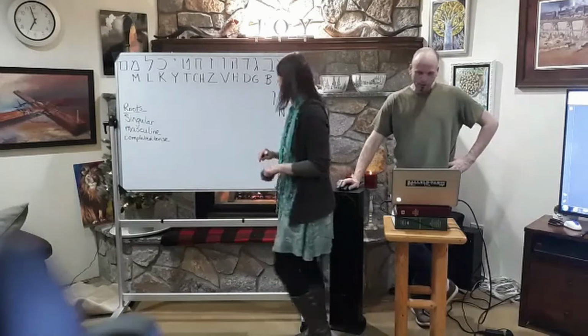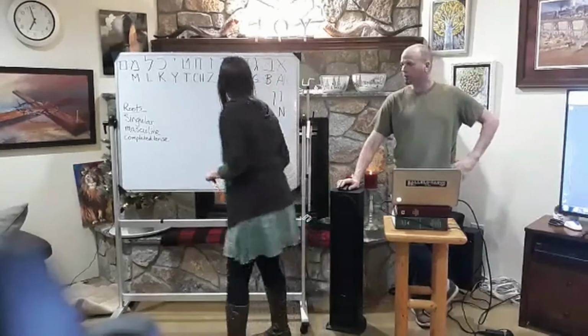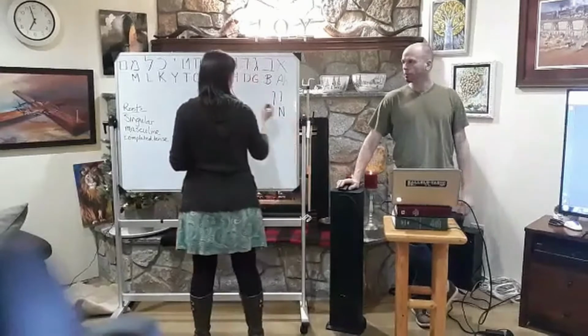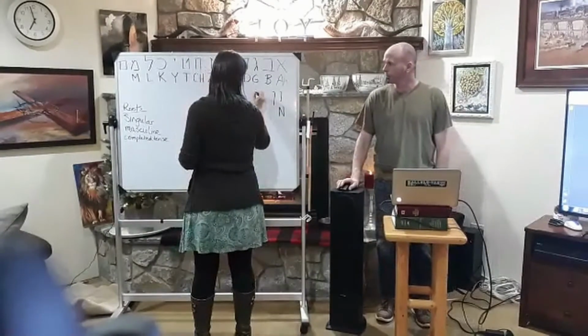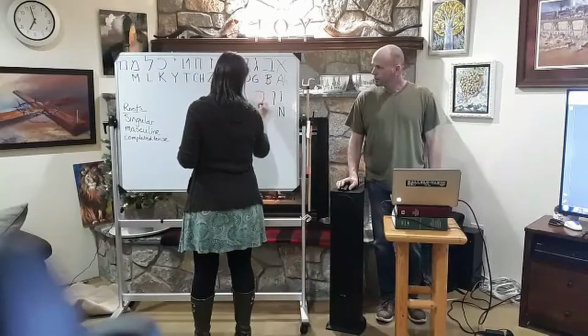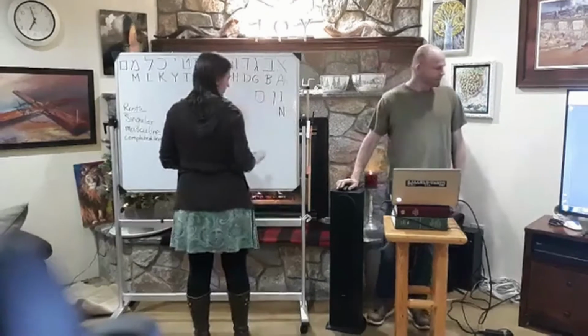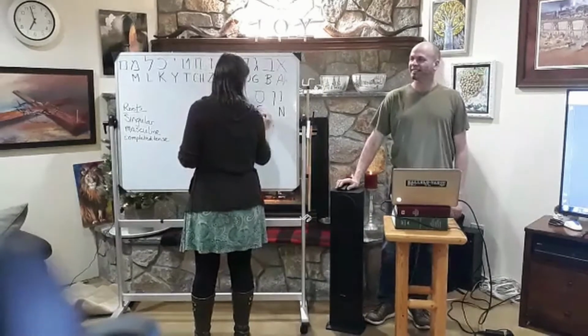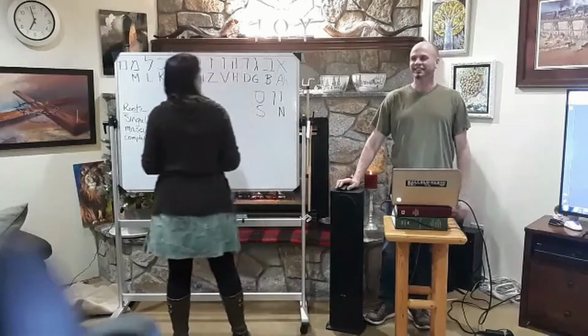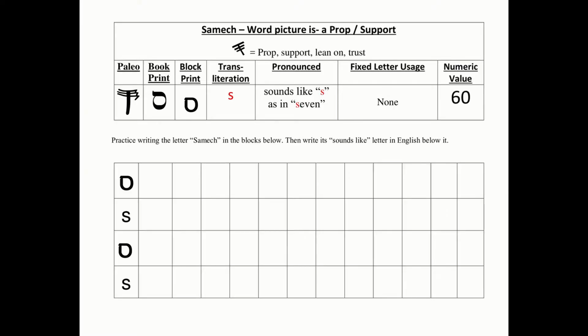All right, we're gonna write a samech, and Raquel, you might just refer to the book block print, so we're sticking with the font of the book. It sounds like S. And the word picture of a samech is a prop.